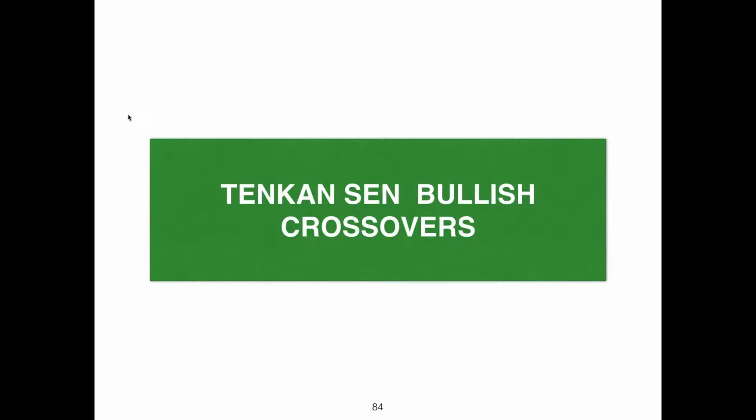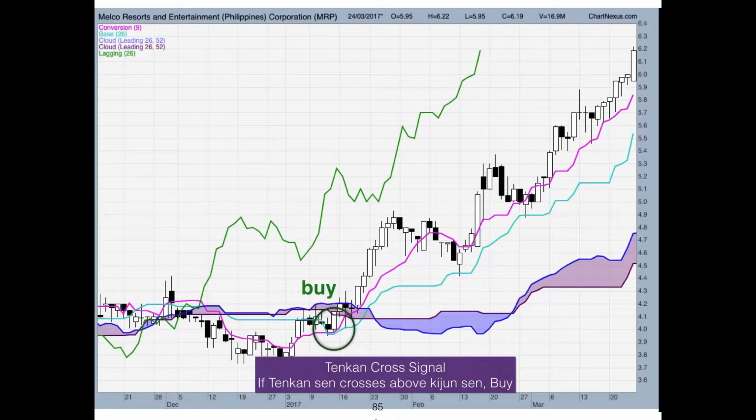Now, here's the first of the signals, the Tenkan-sen crossover signals. This occurs when the Tenkan-sen crosses the Kijun-sen. These crossovers could either be bullish or bearish. A bullish Tenkan-sen crossover signal occurs when the Tenkan-sen crosses from below to above the Kijun-sen. When this happens, you buy.